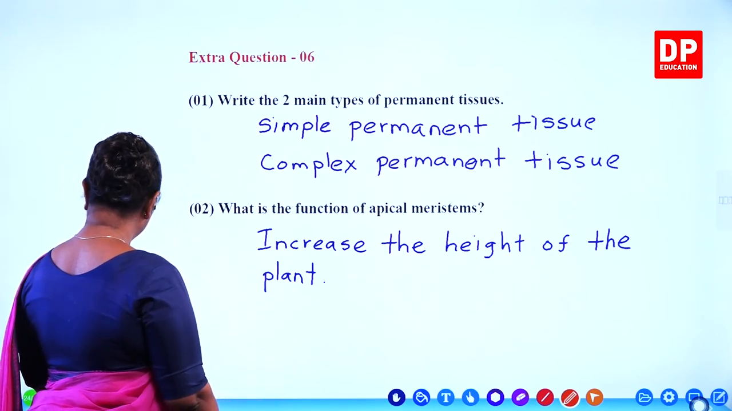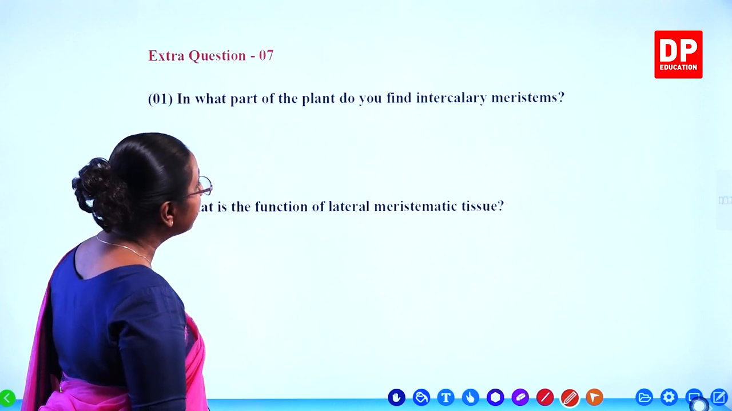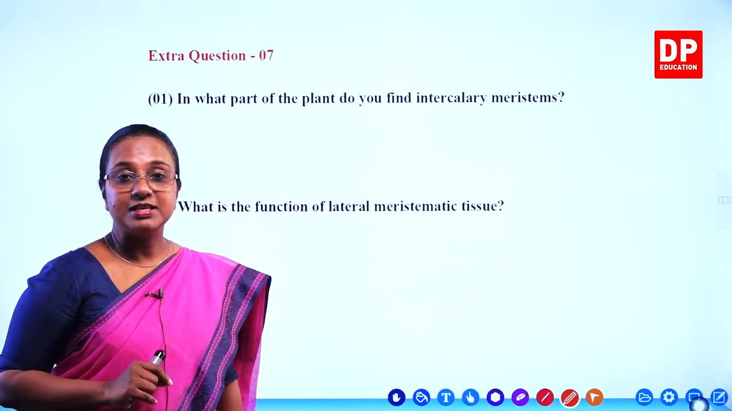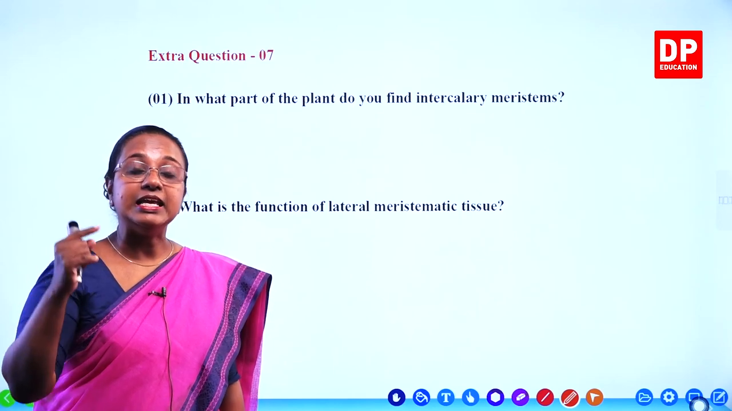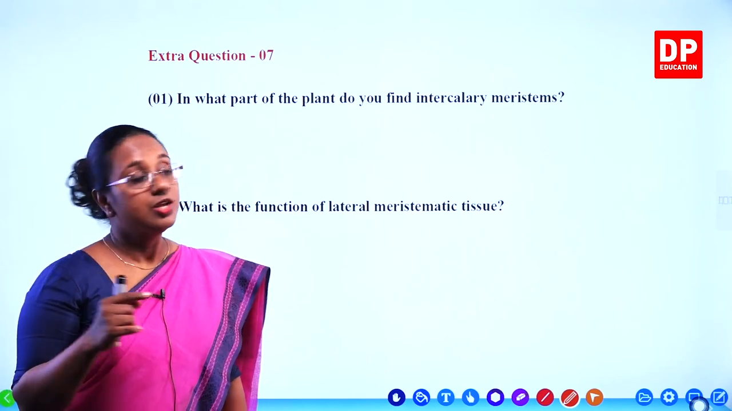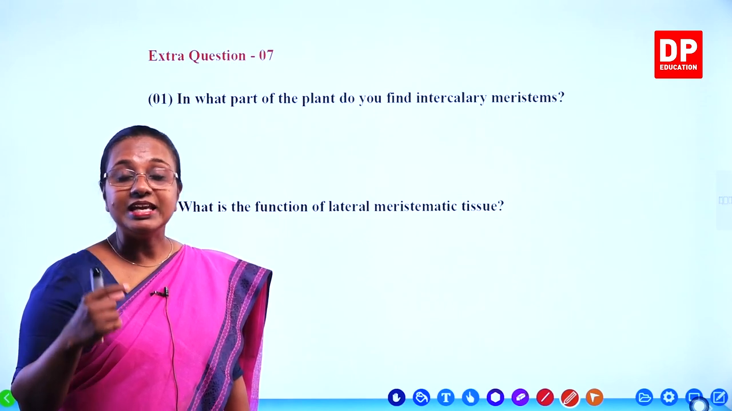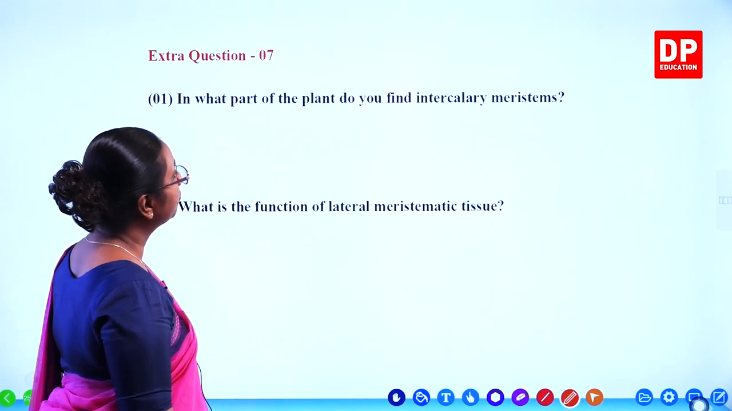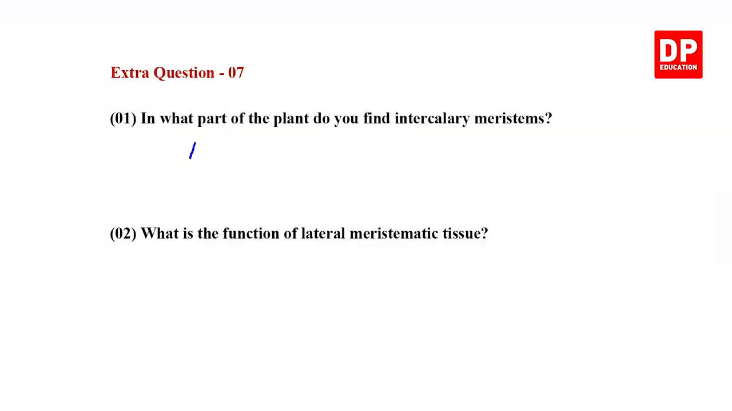So the next one will be extra question 7. In what part of the plant do you find intercalary meristems? You all can remember this. We get intercalary meristem in the plants of grass family. You all know the nodes, and in between the nodes we have the internodes. So the intercalary meristems are present at the nodes and they help to increase the length of the internode. So in what part of the plant do you find intercalary meristems? You have to say at the nodes.